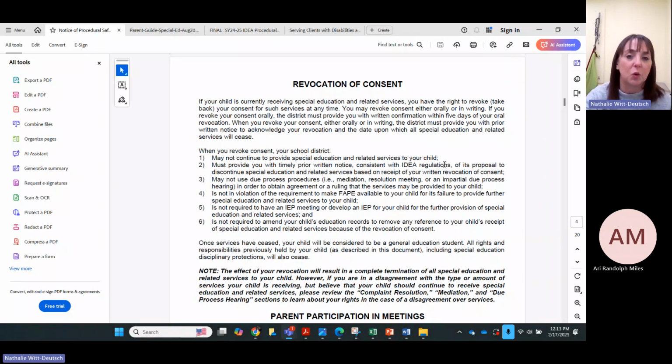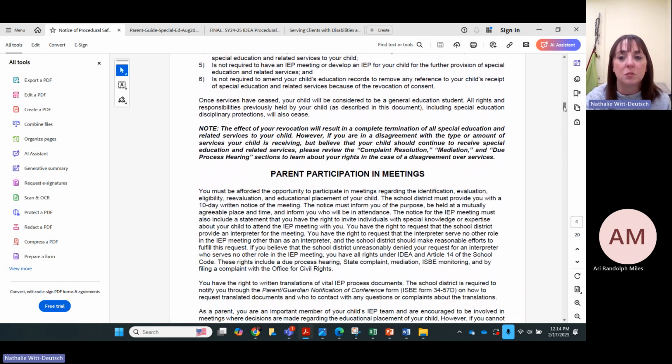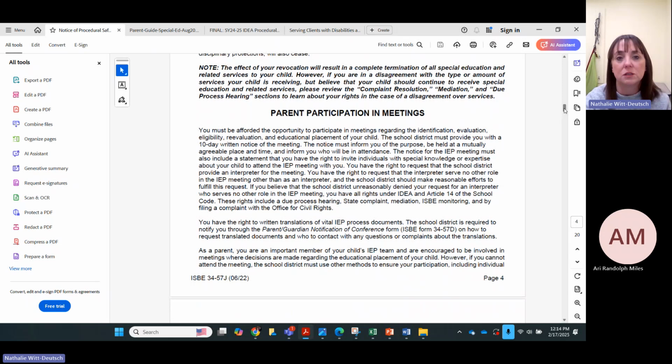The district is not in violation of the requirement to make a free and appropriate public education available for your child if you revoke that consent. They're not required to have an IEP meeting or develop an IEP for your child, and they're not required to amend your child's education records to remove any reference of your child's receipt of special education and related services. Parents, again, must also participate in those meetings.